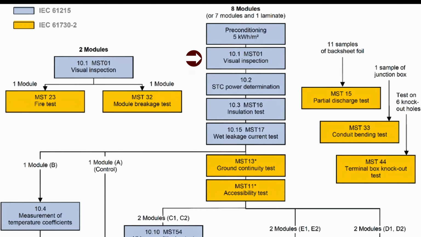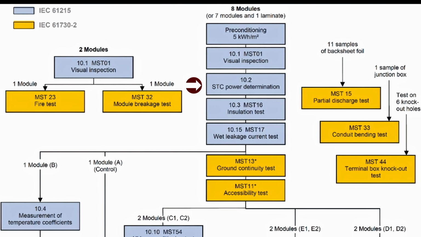What happens then is the so-called visual inspection. That means that you check the modules for visually apparent issues, for example, bubbles in the laminate, cracked surfaces, cables, terminal box issues, and so on. And you make a report about it.